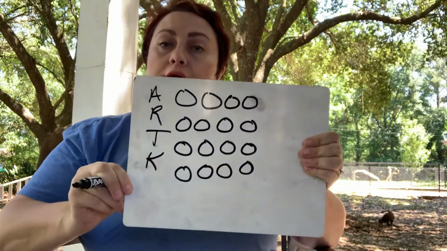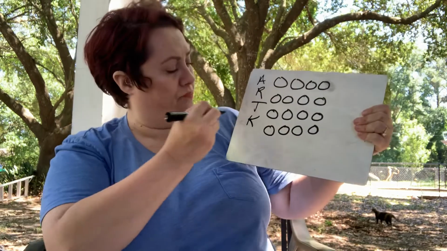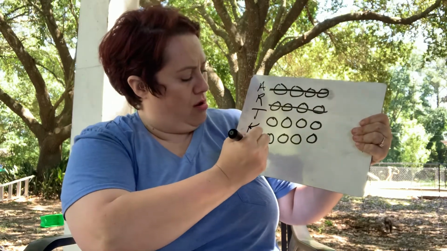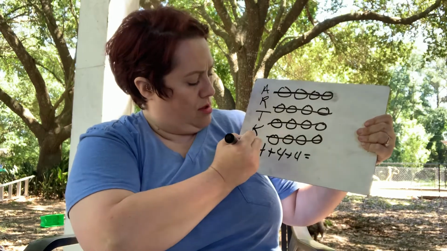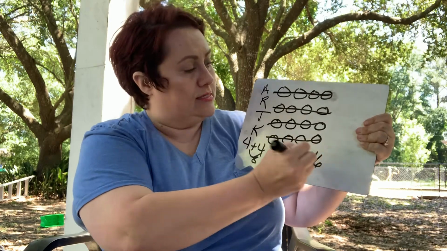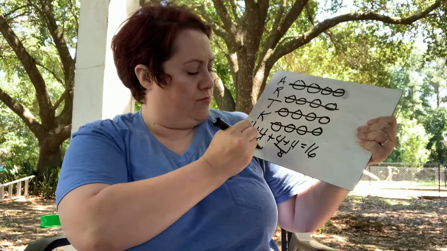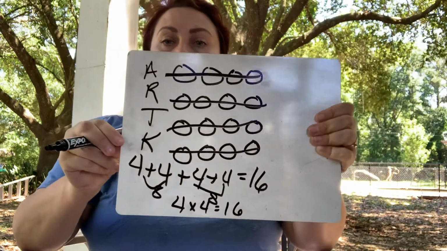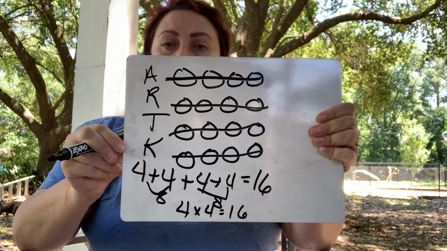So what would my repeated addition sentence be to solve how many cookies there were all together? 4 plus 4 plus 4 plus 4. 8 plus 8 equals 16. My multiplication sentence, 4 times 4 equals 16. So if 4 kids each have 4 cookies, they're going to have 16 cookies all together.